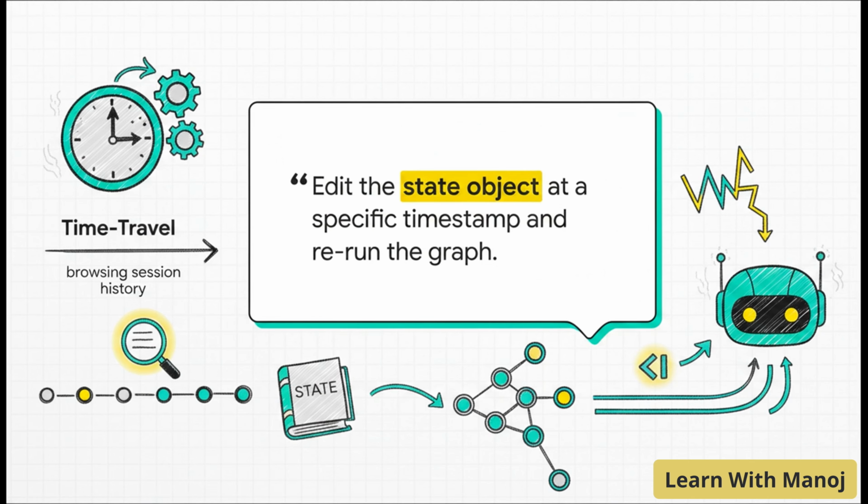So the question I'll leave you with is, when your AI inevitably takes a wrong turn, how far back will you rewind?